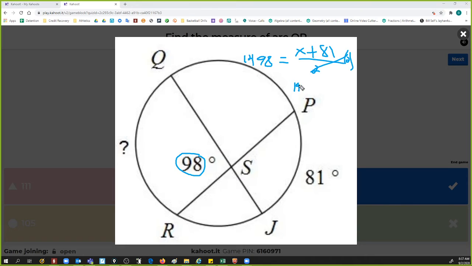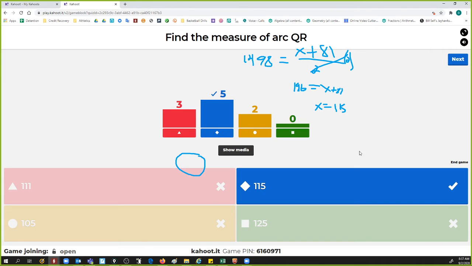196 is equal to X plus 81. So once you subtract 81 from both sides, you get, what, 115? 115, I think. And did they want X? Yeah, that's all they wanted. They just wanted that arc. It should be 115. And it is. It's there in blue. 115.